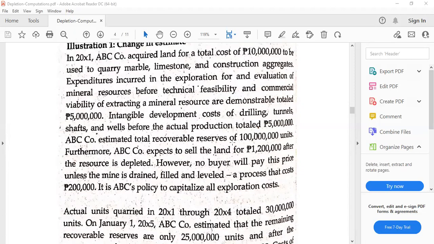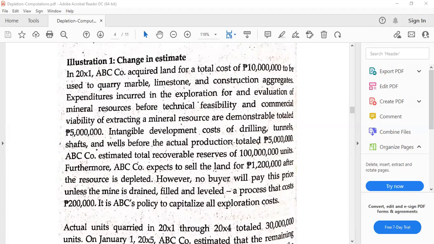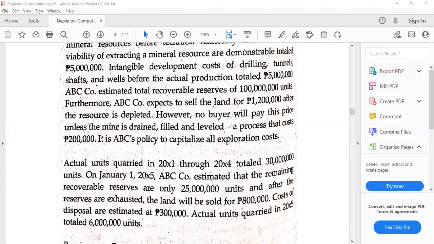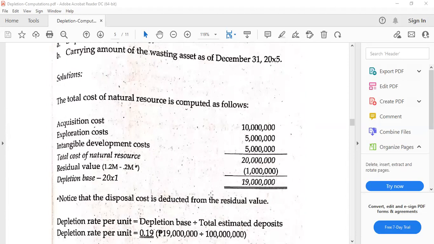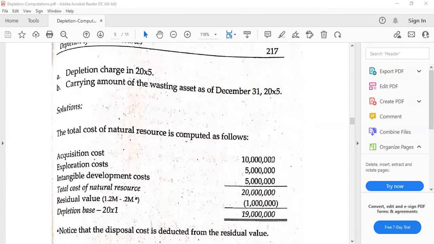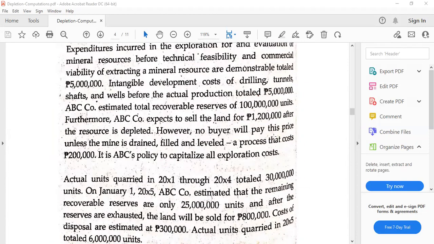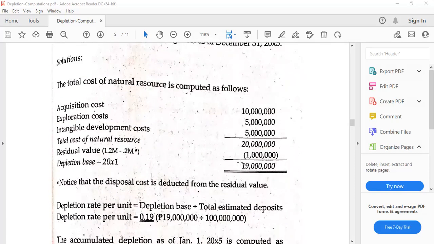To solve this particular problem, we just have to take note again of our formula for total acquisition costs. So we have the total cost of 10 million, and then we also have expenditures for exploration, the intangible development costs, which will have to be included. So that's why we get for our cost of natural resource a total of 20 million pesos. The residual value, on the other hand, we can see it here, it is at 1.2 M. But then to be able to do that, there would be costs. And so the net residual value is at 1 million. This is also the learning point here, that residual value, as we know, will be the net of the amounts or values. So that's why we get here 1 million as residual value.